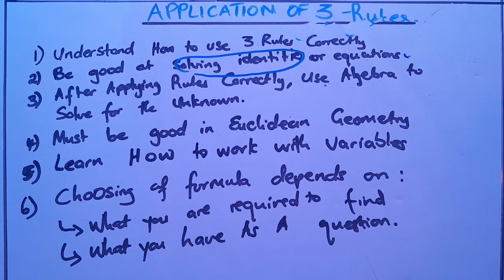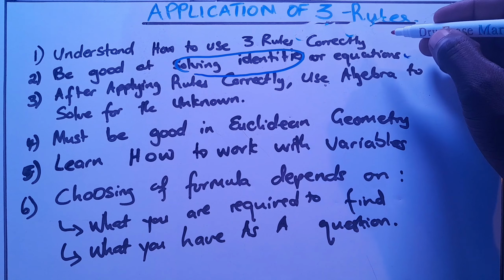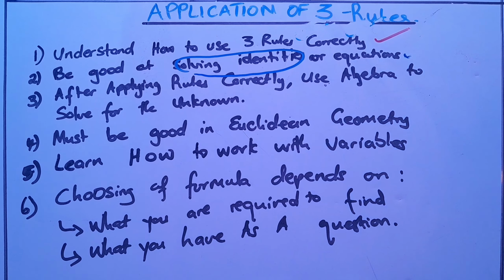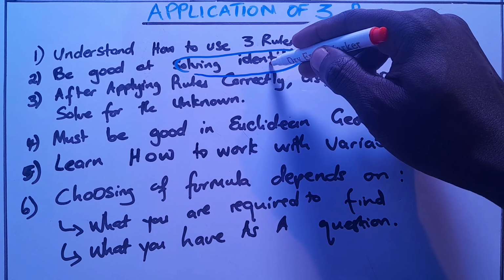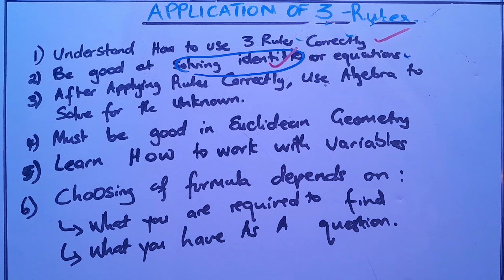So the first tip is understand how to use the three rules correctly, right? So always know how to use these three rules correctly: the sine, the cosine, and the area rule. And you're also required, guys, to know how to solve the identities.